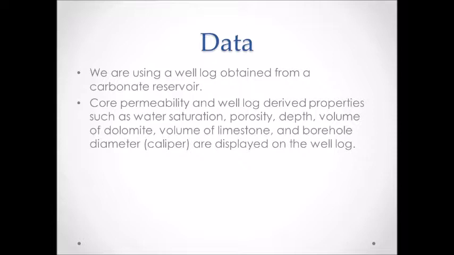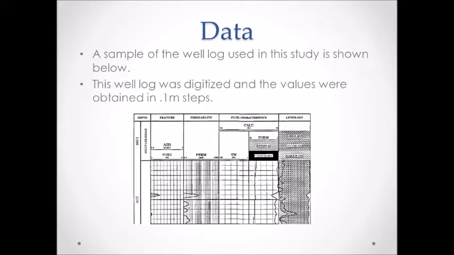We are using the well log obtained from a carbonate reservoir. Core permeability and well log derived properties such as water saturation, porosity, depth, volume of dolomite, volume of limestone, and borehole diameter are displayed on the well log. A sample of the well log used in this study is shown below. This well log was digitized and the values were obtained in 0.1 meter steps.